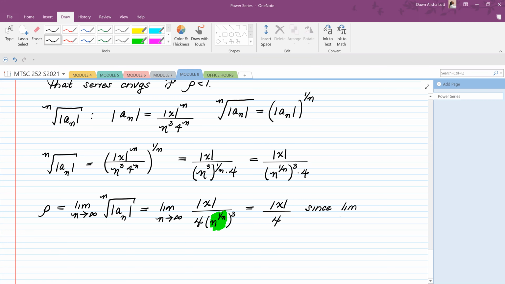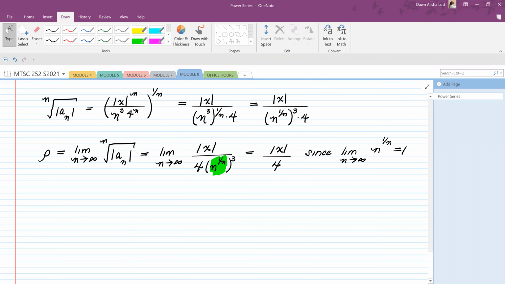The limit as n approaches infinity of n to the 1 over n is 1. So now we need rho to be less than 1. So that implies then the absolute value of x over 4 has to be less than 1, which implies the absolute value of x is less than 4.